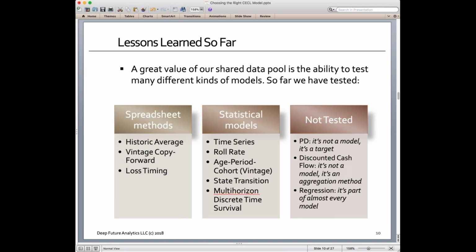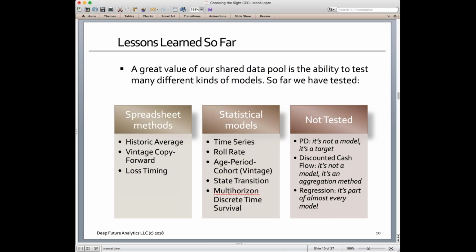Under the statistical models, we've got a set here where the first one, a time series model, it just takes your historic loss rates monthly and correlates them to economic factors. And there are a number of papers that publish models like this. In our own version, we actually make two rates, a loss rate and a prepayment rate, or a total payment rate, if you will. And those two rates are correlated to economic factors.